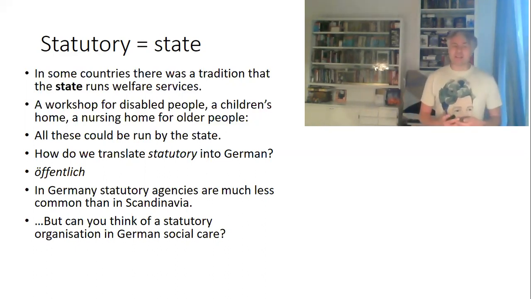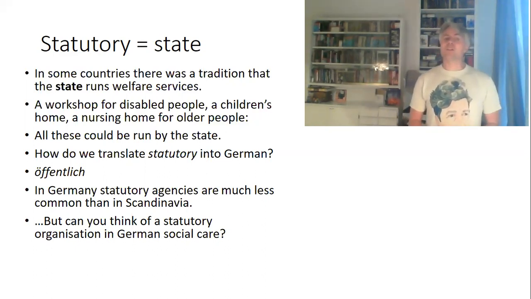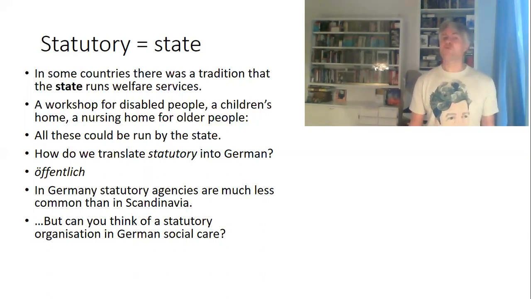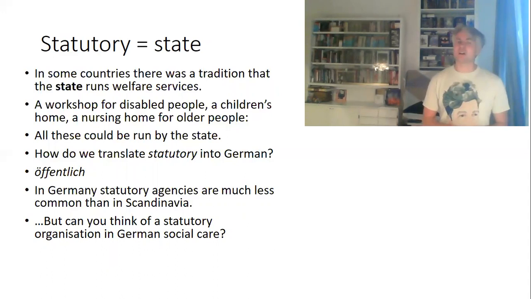This makes my next question a bit tricky, but it's worth doing anyway. Can you think of a statutory organization in German social care? Something that is normally run by the government, run by the state, run by the town municipality, and not run by an NGO, a third sector organization. Scratch your head, see if you can think of an example. Pause here. Did you come up with anything?